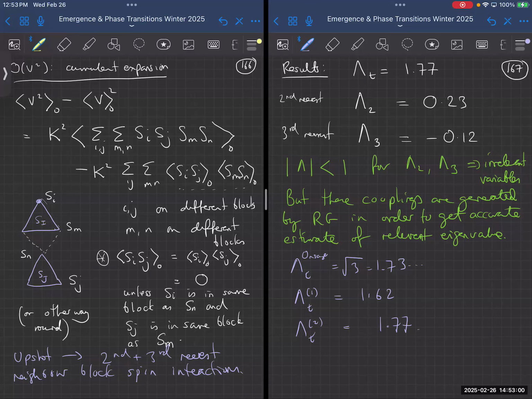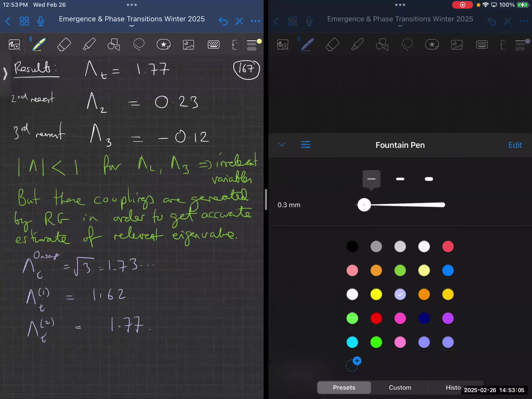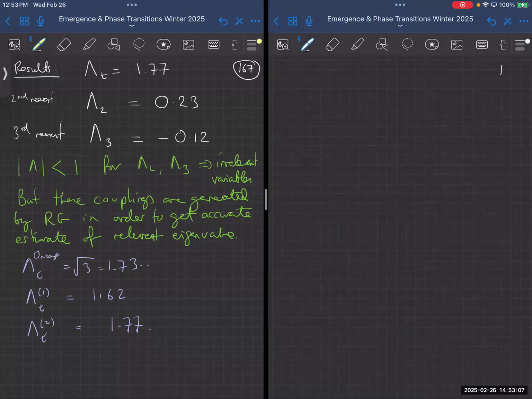Okay, next thing I want to talk about is how we compute the magnetic field eigenvalue.